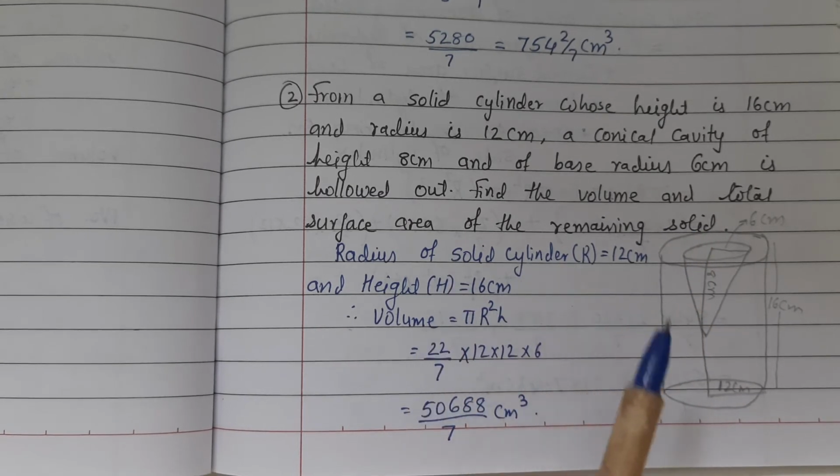Radius of the solid cylinder 12 centimeter, height 16 centimeter, therefore volume equal to pi r square h equal to 22 by 7 into 12 into 12 into 16 equal to 50,688 upon 7 centimeter cube.